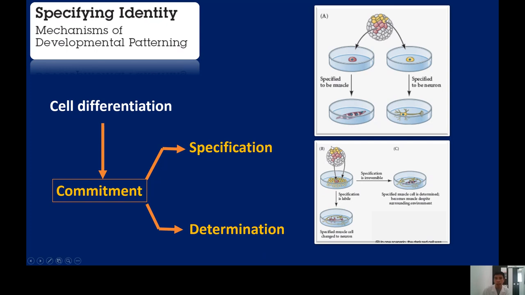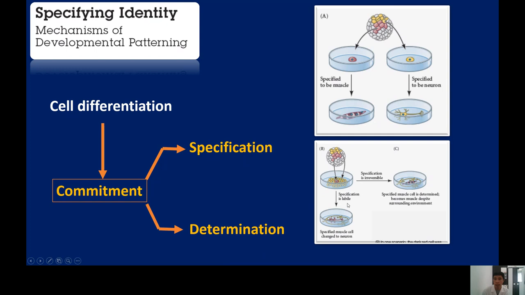What is the difference between specification and determination? For determination, as shown here, when a bunch of these cells form a cluster, there is interaction between the red cells and the yellow cells. This is the mother cell for the muscles and this is the mother cell for the neurons, and they are collected together and then cultured in medium, in a petri dish, for example.